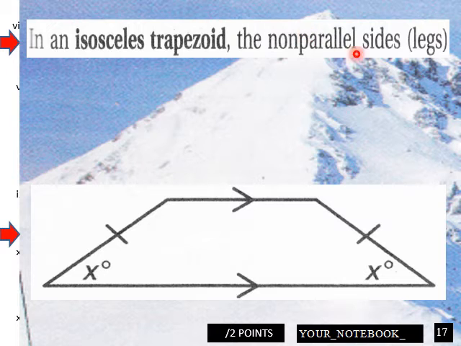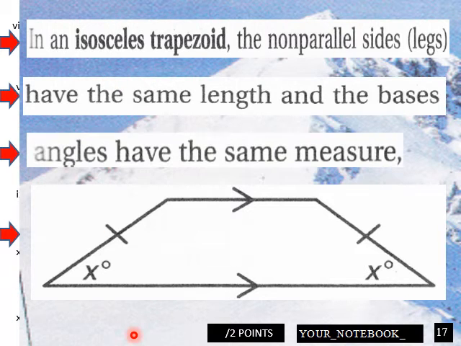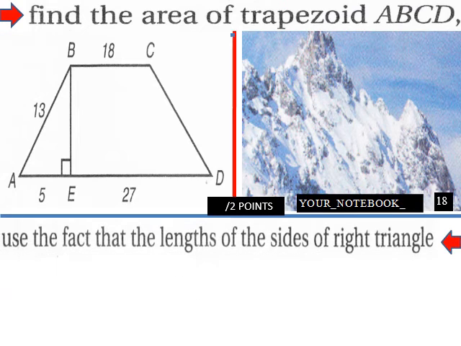Isosceles trapezoid, non-parallel legs. The non-parallel sides, the legs, have the same length, and the base angles have the same measure. So these base angles here are similar. So find the area of this trapezoid here, ABCD.